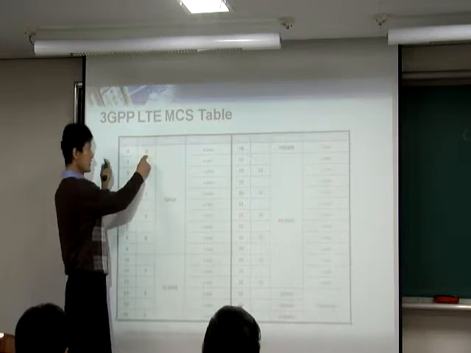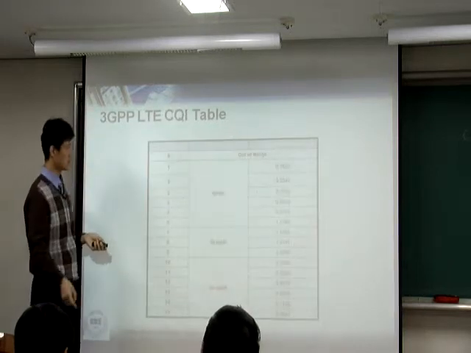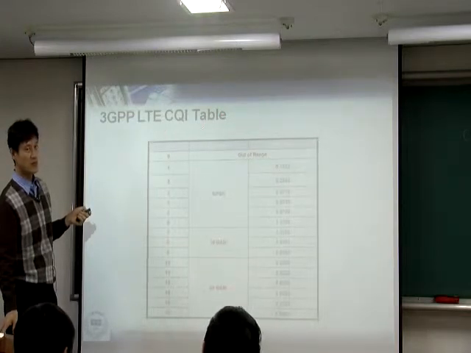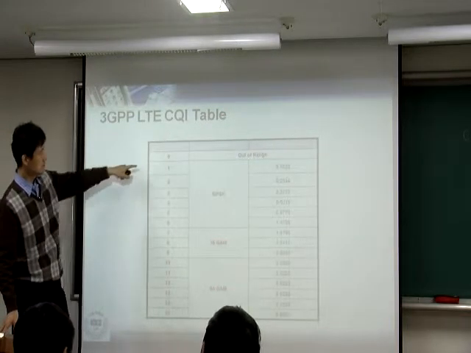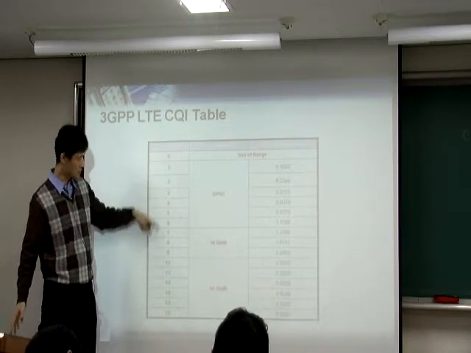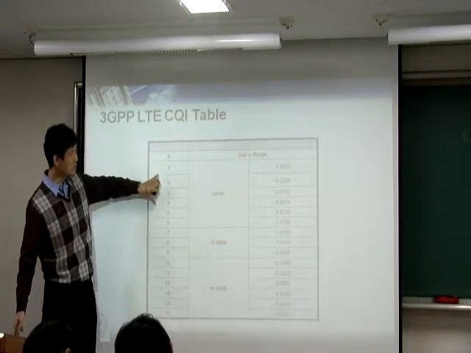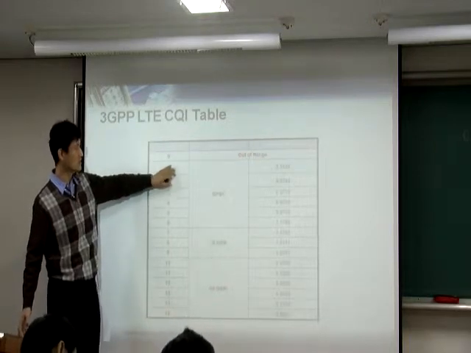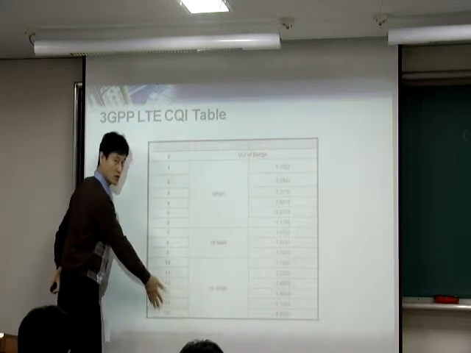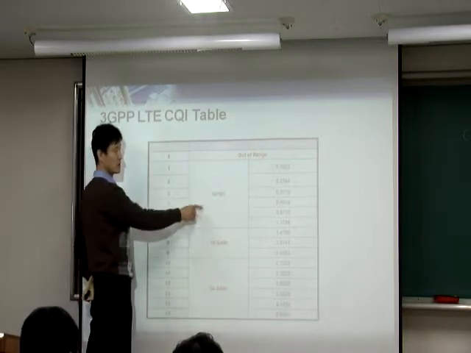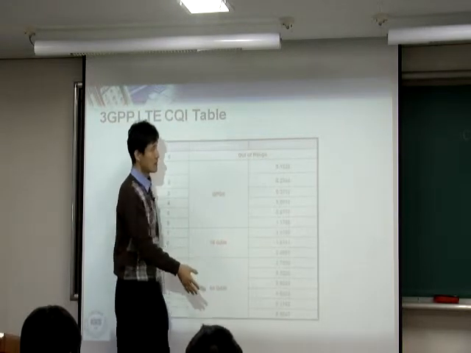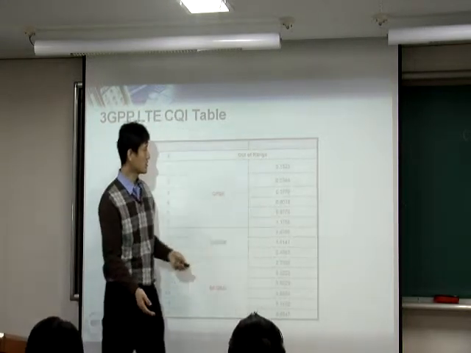Because in CQI, the channel quality information, let's look at the next slide here. This is a channel quality information table defined in LTE. You see that we have 16 different channel quality values, 0 to 15. Depending on which channel quality you have, from a little bit low to very good, they suggest using these modulations and these coding rates.